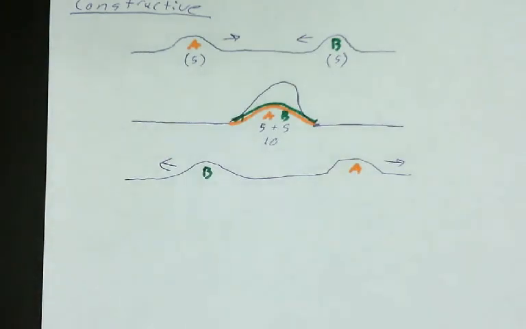And you get something like that. So that's constructive interference. Notice the waves did not bounce off. They just traveled through each other. And that gives you what's going on.